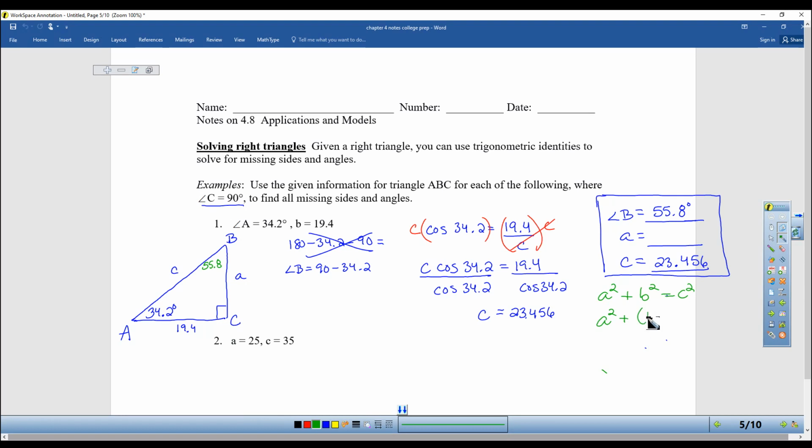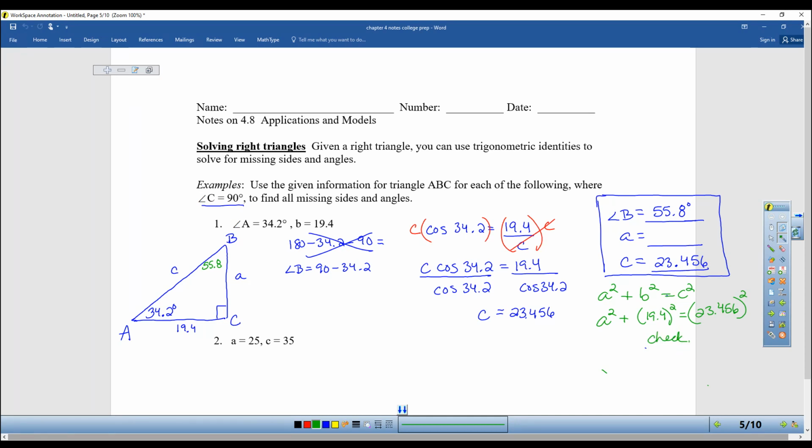A squared plus 19.4 squared is equal to C squared, and you just found C, so 23.456. I am not against this. You are welcome to do that. However, if you got C wrong, now you're also going to get A wrong. So I want you to look at the problem again. You can use this to maybe check your work to see if you did it right.